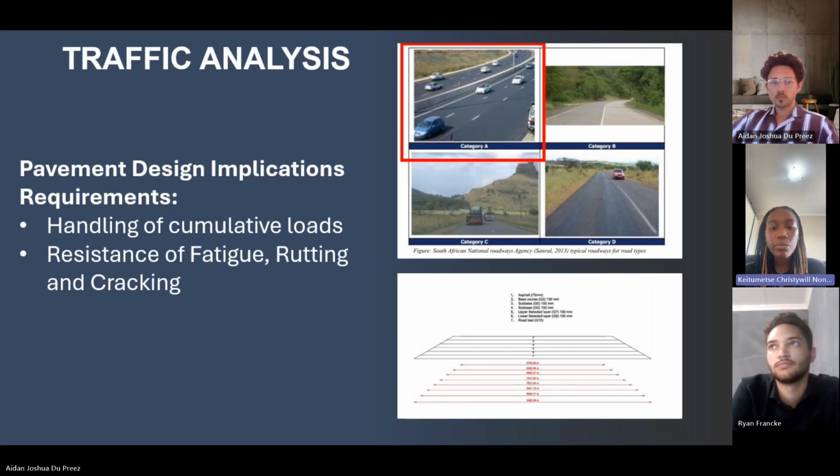It emphasizes the importance of understanding vehicle types, traffic volumes, and load equivalencies to create a resilient pavement structure tailored to the demands of the Hermanus area. And now on to road pavement design.